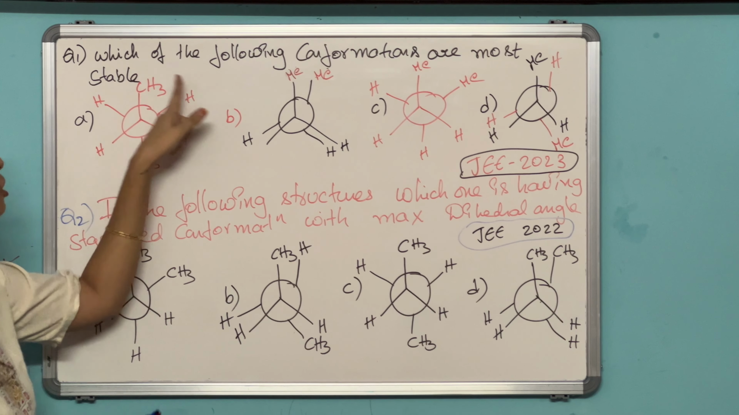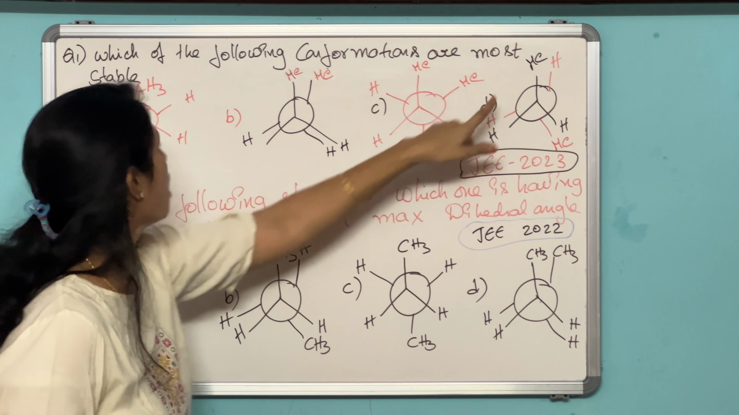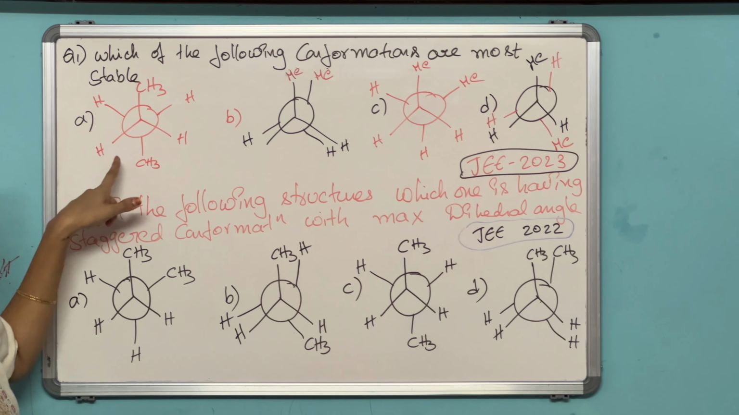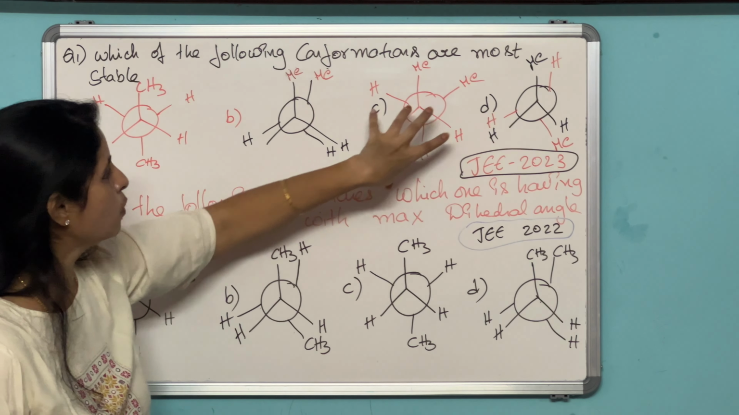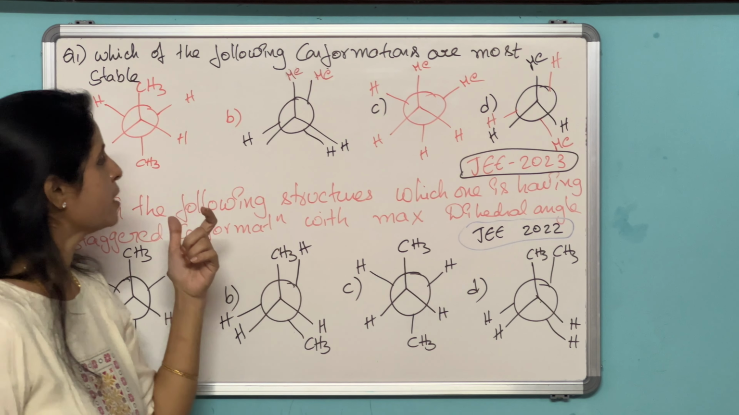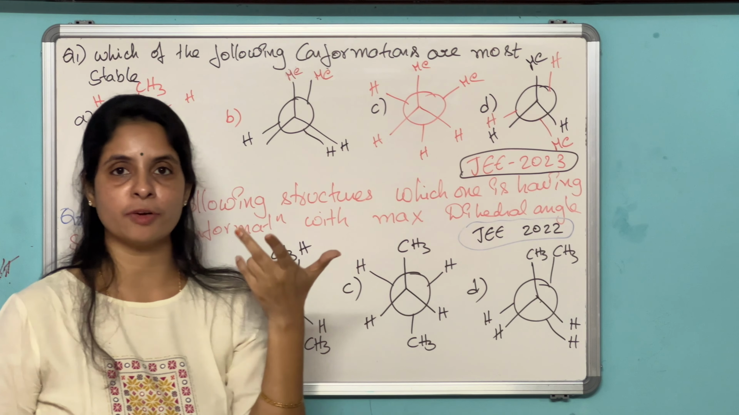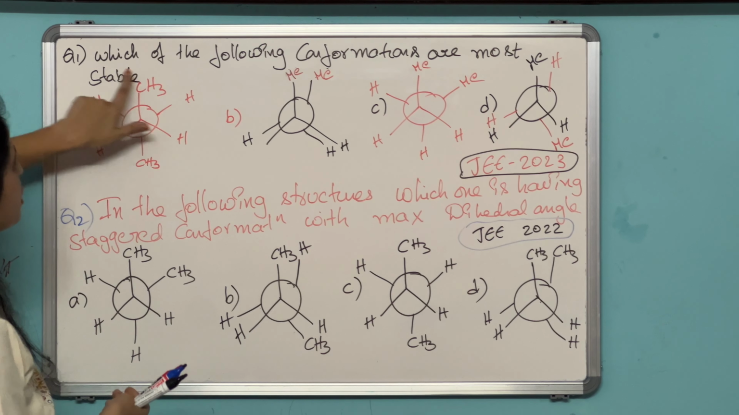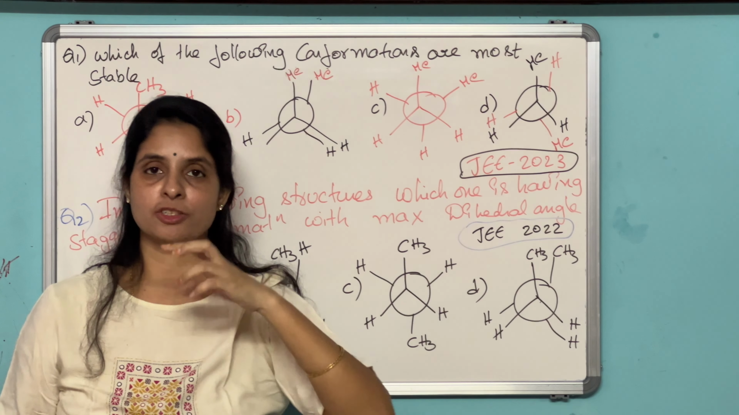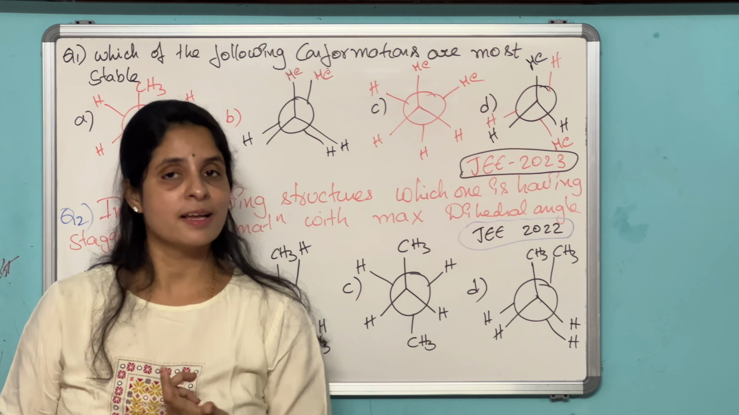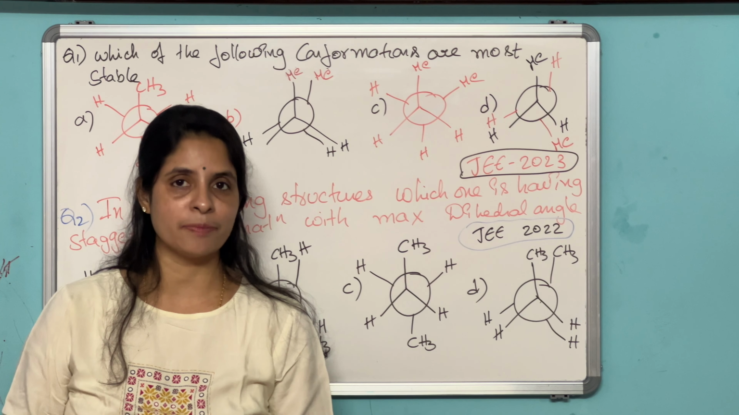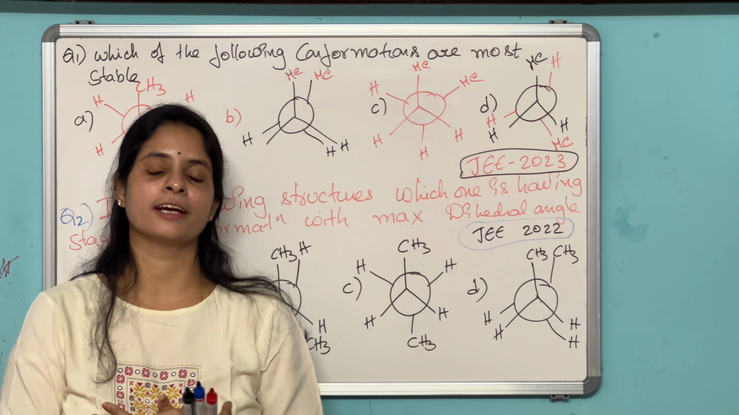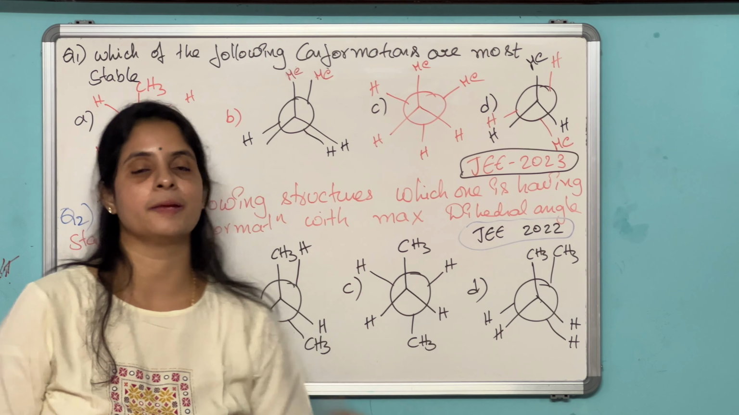So first question, this was asked in 2023 and this is 2022. Which of the following conformations are most stable? If you look at the diagrams, these are Newman projections of the conformations of butane. Among the conformations of butane, which is more stable? Staggered form is more stable with a dihedral angle of 180 degrees. After that, gauche with a dihedral angle of 60 degrees.